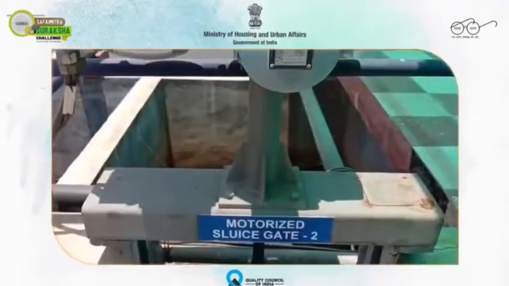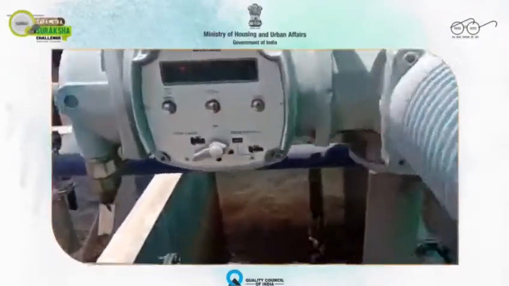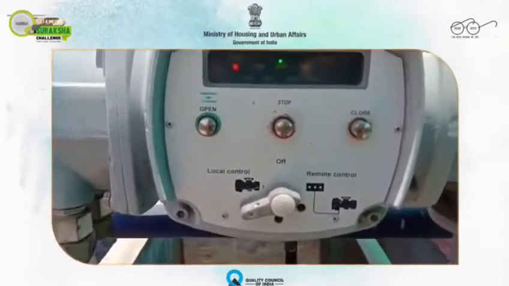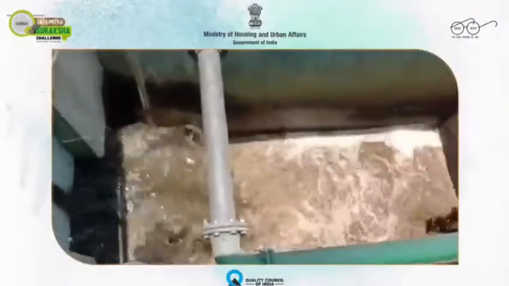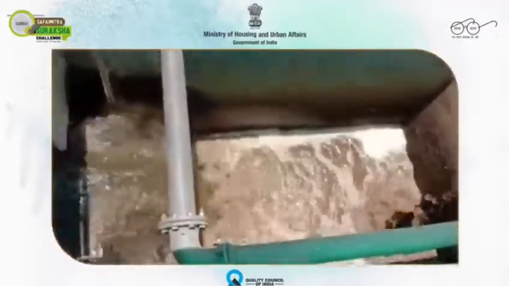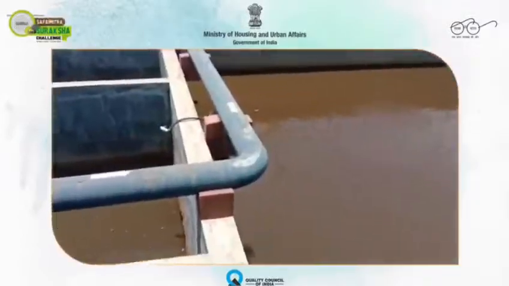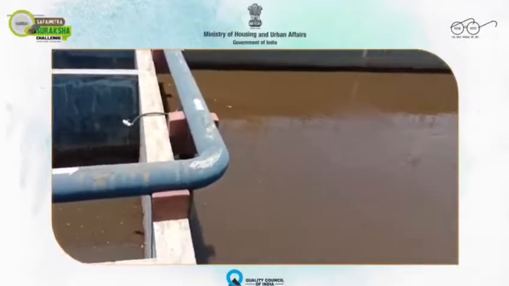This one is the motor-operated sluice gate. Now it is in on condition, and the water from the penstock falls into the equalization tank. Here it controls the water flow, and the water is moved from the equalization tank to the SBR.